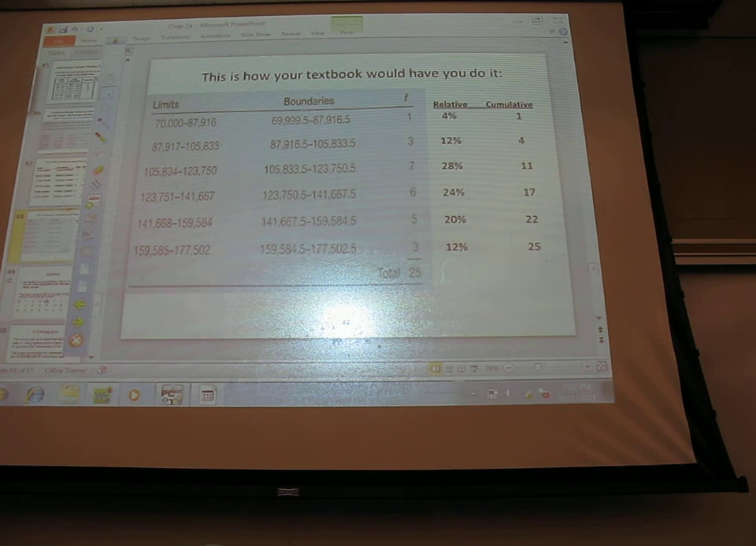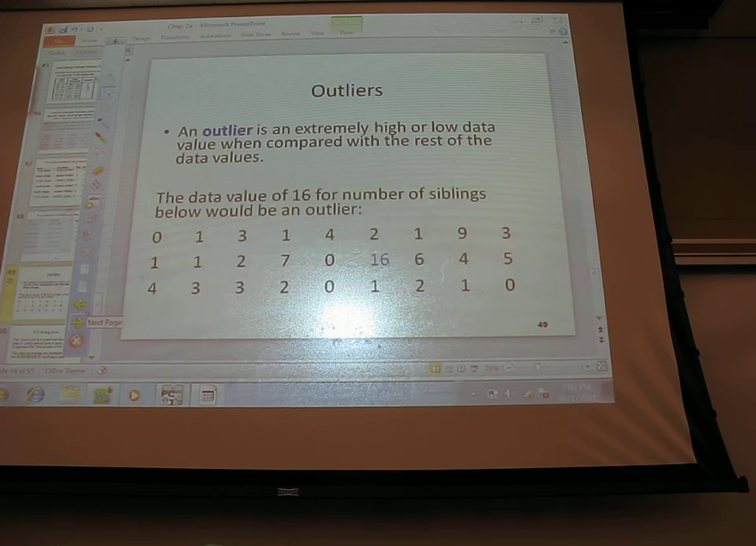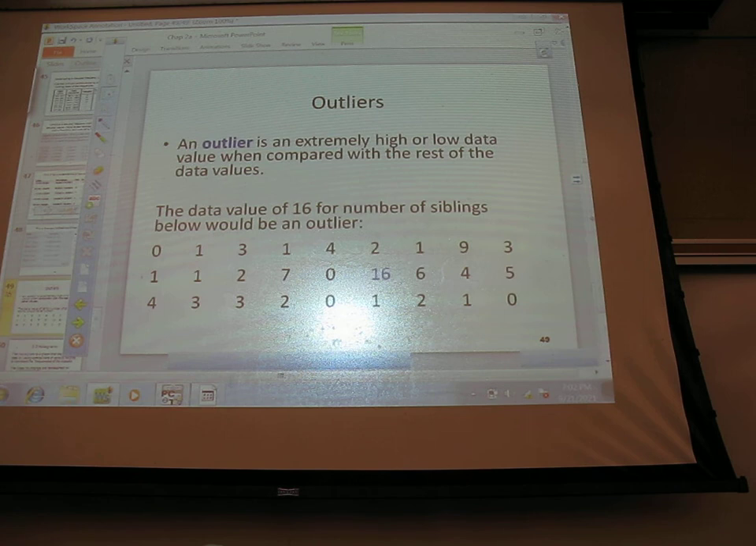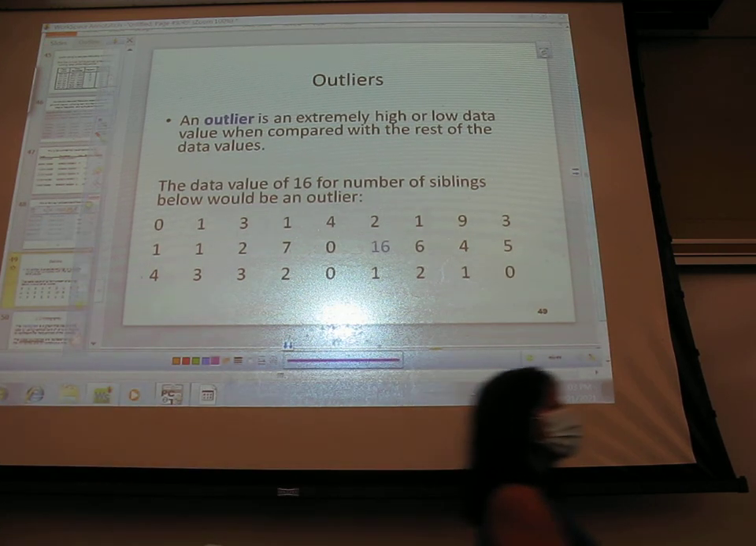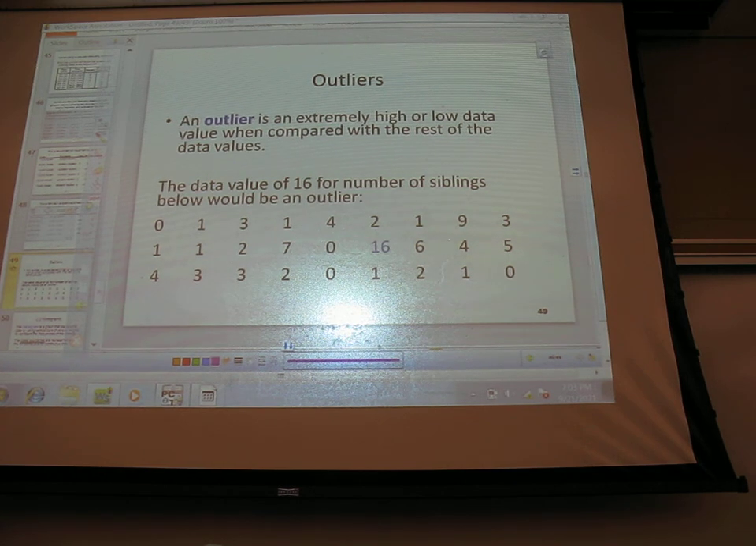All right, so now we're going to move on to outliers. An outlier is an extremely high or low value when compared with the rest of the data values. So if you take a look over here, the data value 16 is really far away from the rest of the other values, right? The rest of them are around 0, 1, 2, 3, 4, 5, 6, 7, 9, but then it jumps really far away to 16. So 16 is an outlier.